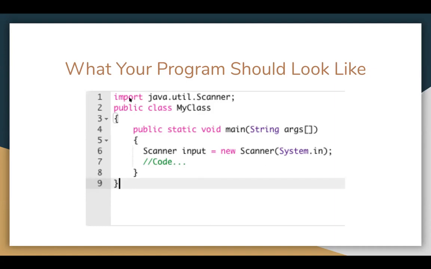And since there's a lot of stuff you could import, any importing you want to do, you have to do it above here, so above the public class. Notice that the importing is right here, and then the scanner input goes right between here. This is the main method, and this is the public class. So just keep that in mind.